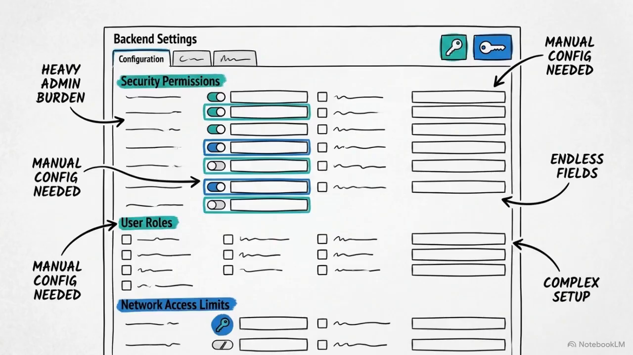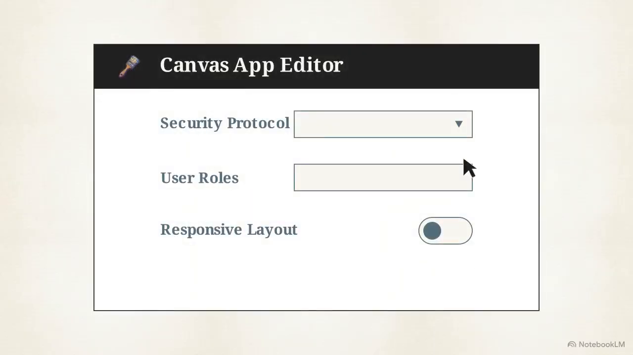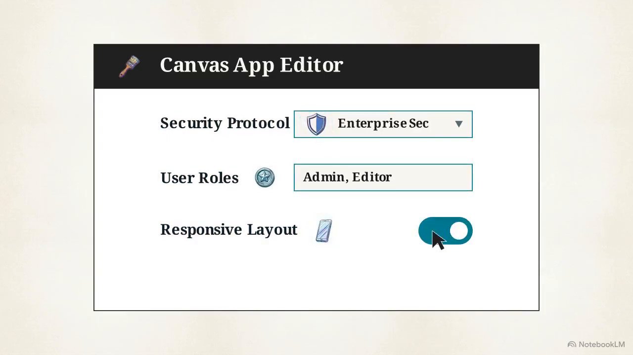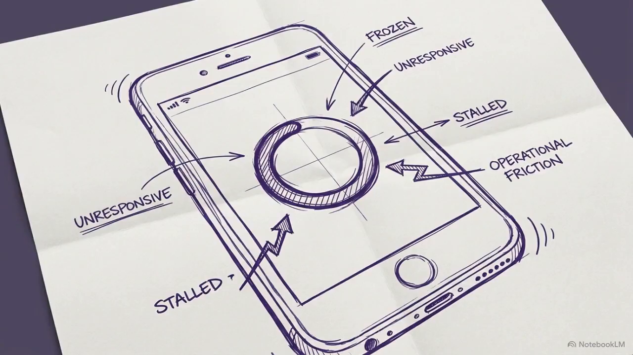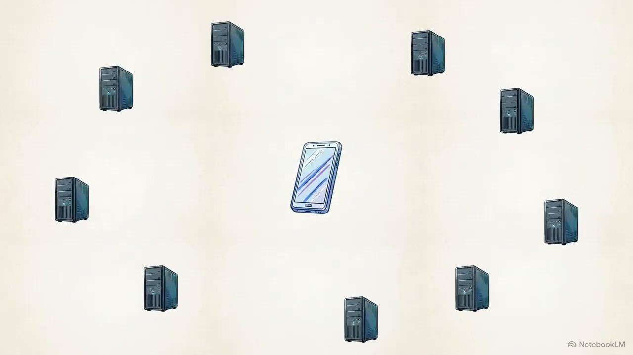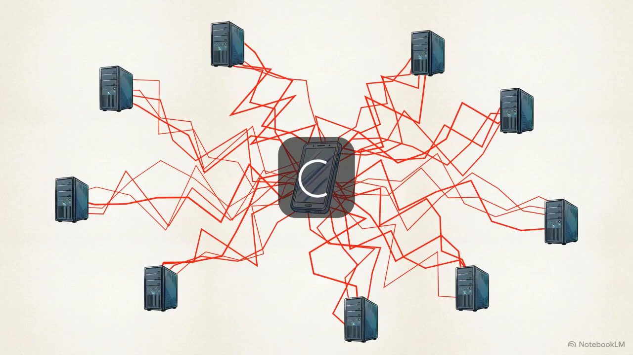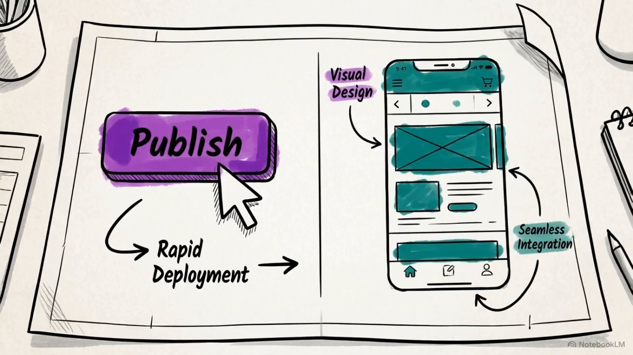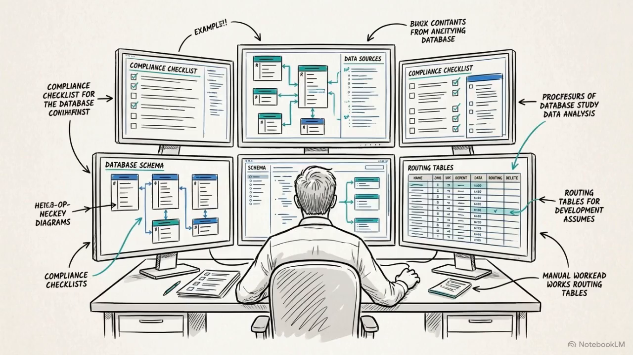But that blank slate comes with a heavy administrative cost. Because nothing is structured by default, security protocols, user roles, and responsive layouts must be manually configured. Additionally, performance can take a massive hit. If a single Canvas app pings too many disparate data sources simultaneously, load times spike and the user experience degrades. Vibe and Canvas excel at rapid deployment and bespoke interfaces. However, they leave the heavy lifting of data architecture and compliance entirely up to the creator.